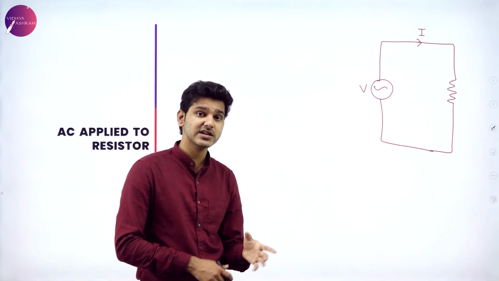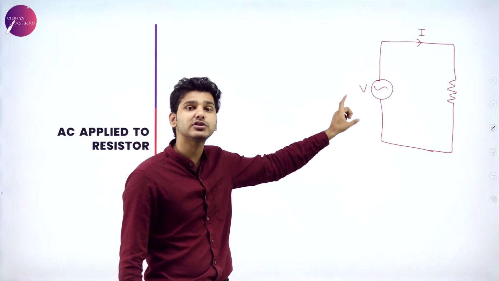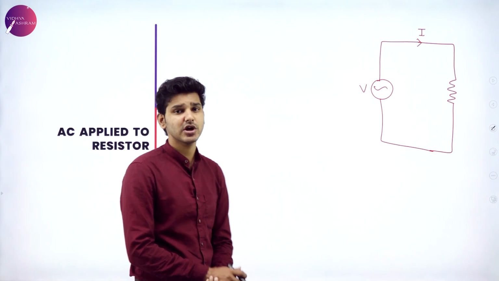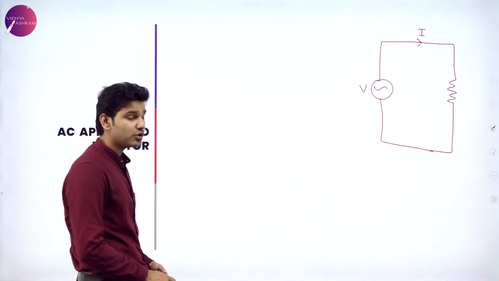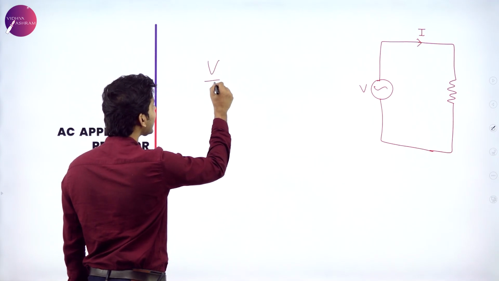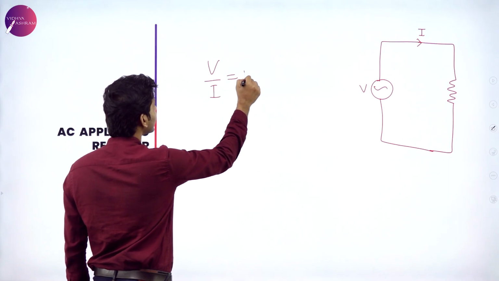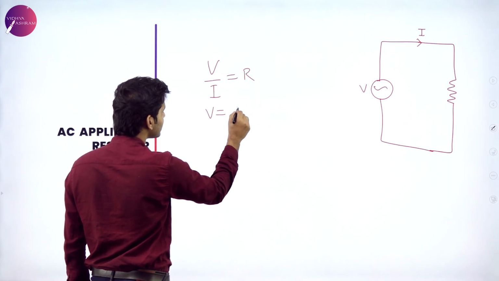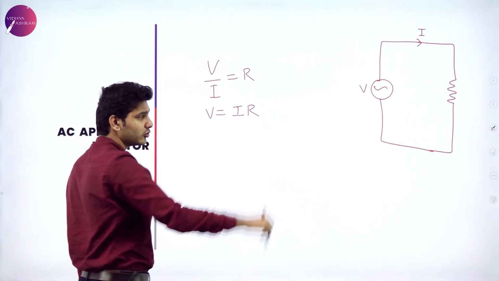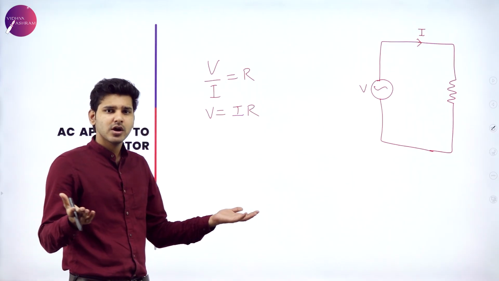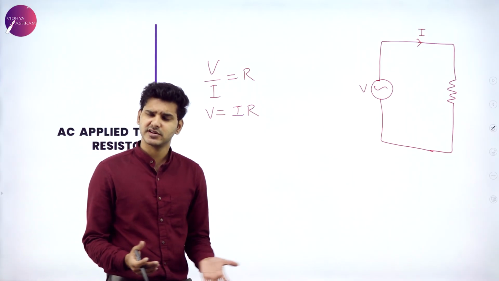So first, we are going to pass AC current through a purely resistive circuit. From Ohm's law, we know that V by I is equal to R, or simply V is equal to IR. Now Ohm's law applies to both AC circuits and DC circuits. That's not a problem.